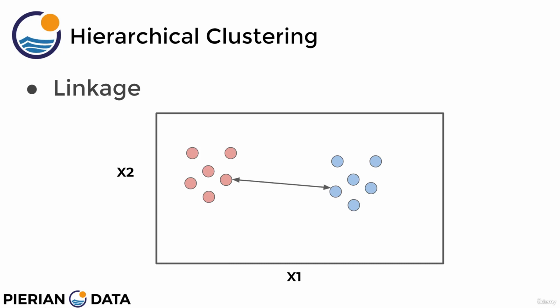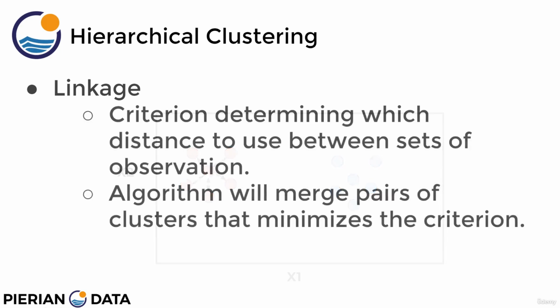Should I measure it from the two closest points on each cluster? Should I measure it from the two farthest points on each cluster? Maybe I should try to do some sort of reasonable compromise and say I'm going to take the center of each cluster and measure the distance between the centers of these clusters. Or maybe I'm just going to try to minimize the variance of the points within a cluster.